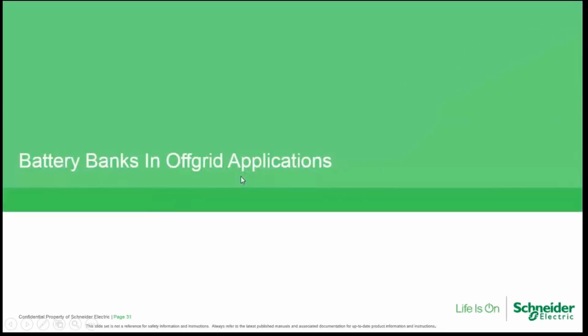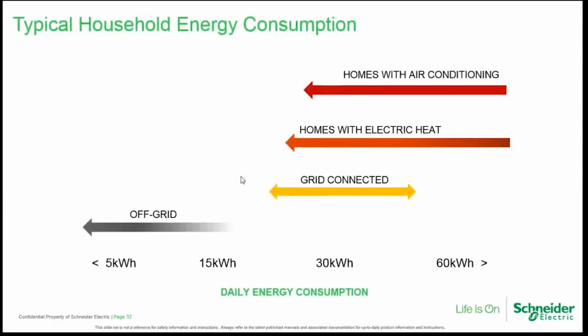So let's talk about how we use the battery banks in your off-grid applications. Typical household energy consumption looks to be kind of like this. Grid-connected homes with air conditioning started about here. Off-grid, typically though, you want to be in this range down here.